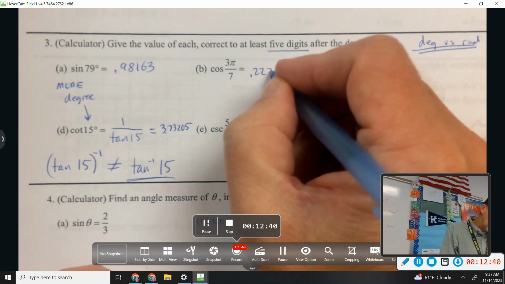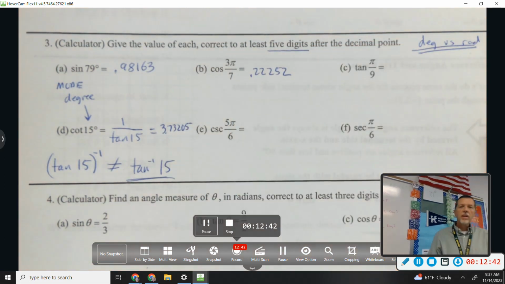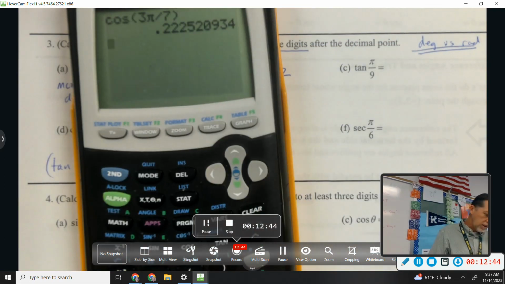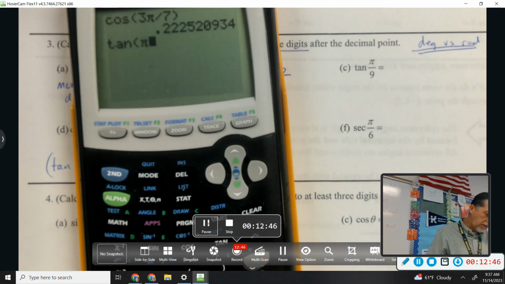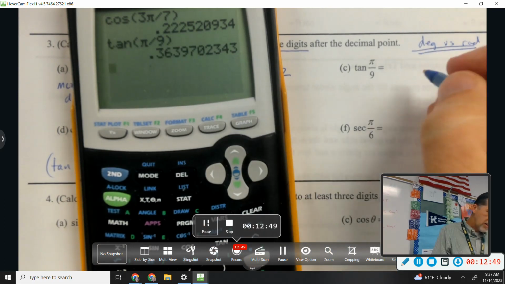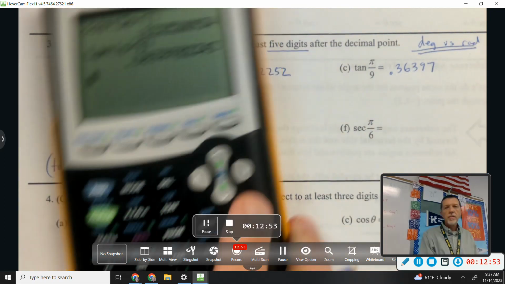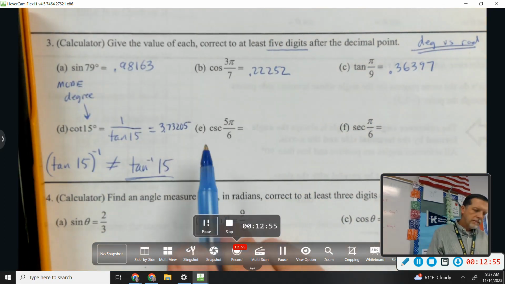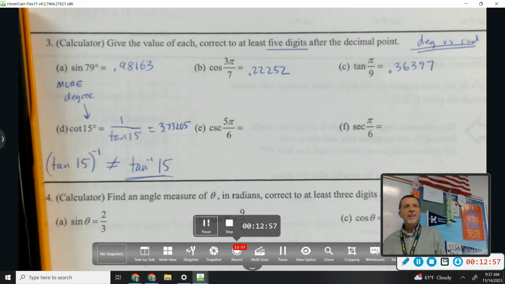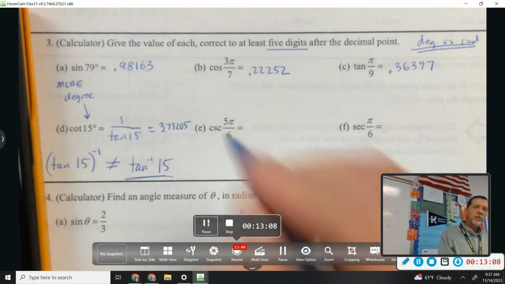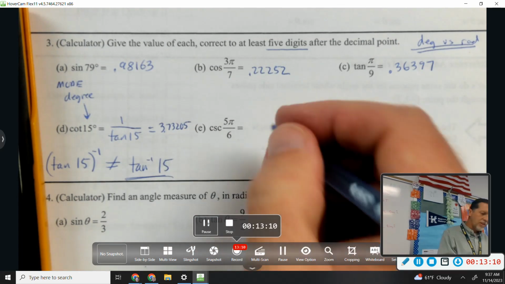0.22252, excuse me. Tangent of pi over 9: 0.36397. Cosecant. Again, TI did not put a cosecant button on your calculator. So how do you find the cosecant? Who's he partnered with? 1 over sine.